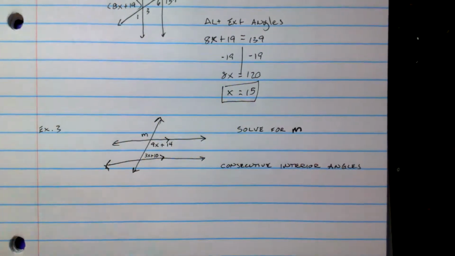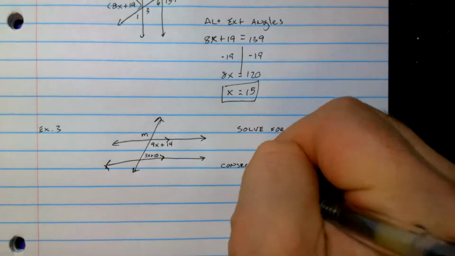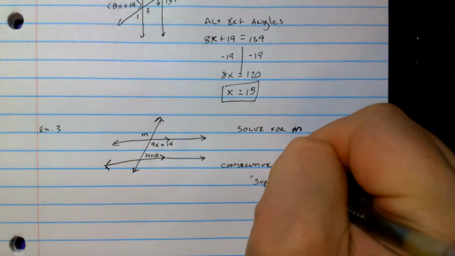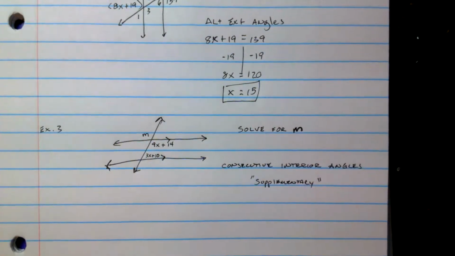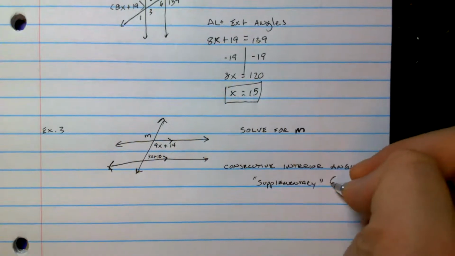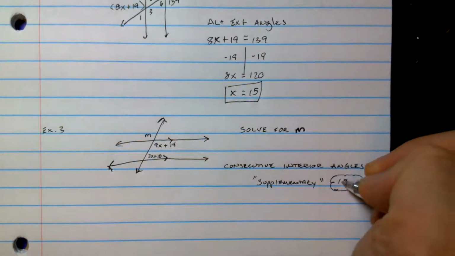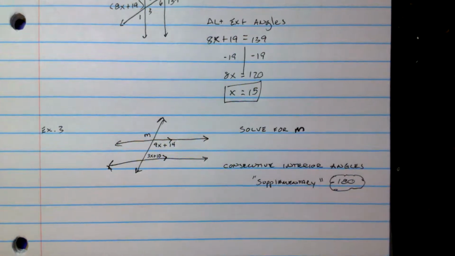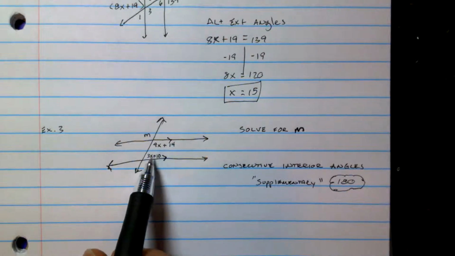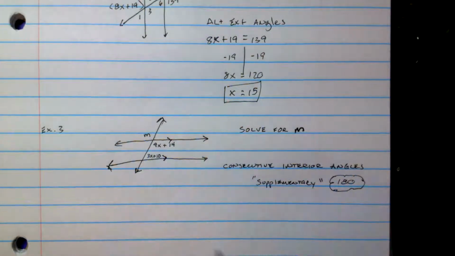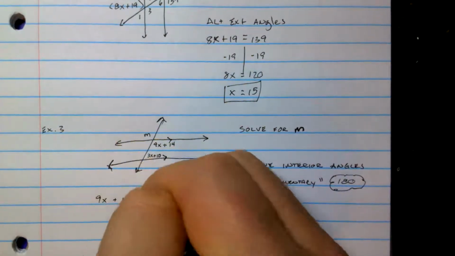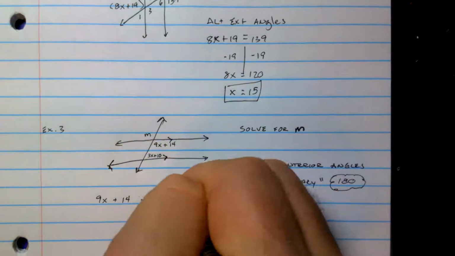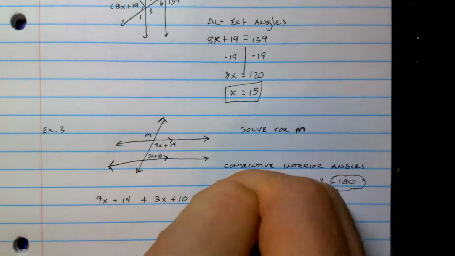Well, what is supplementary? Right? What does that mean? Very important that you know what supplementary means. What does supplementary mean to us? Well, it should mean every time we hear that word, we should think 180. Okay, so I know that consecutive interior angles are supplementary, meaning they add up to 180, meaning these two things need to add up to 180. So I could say 9x plus 14 plus 3x plus 10 equals 180.